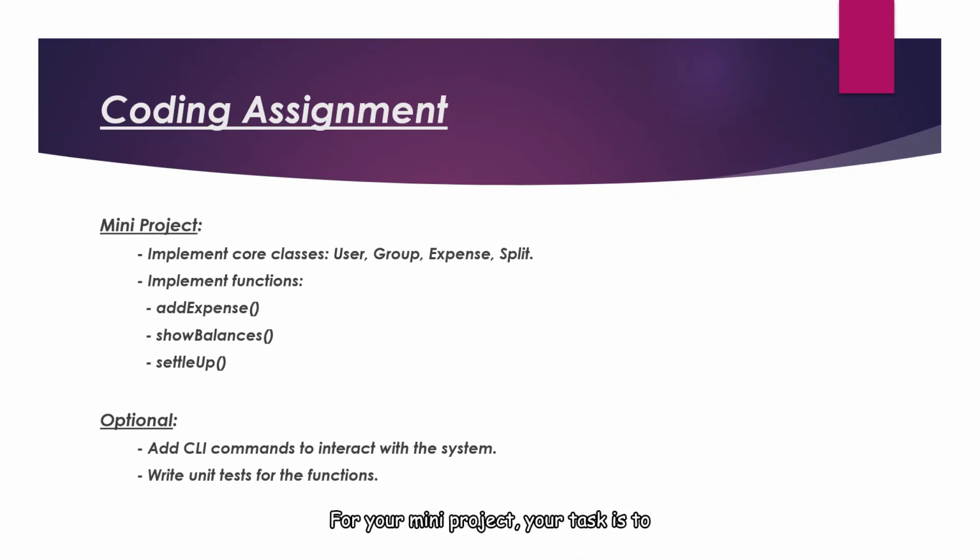For your mini project, your task is to implement the core classes and their interactions. Specifically, you will need to implement the user, group, and expense classes with their attributes and methods. The split class with the different splitting strategies. Key methods like add expense, show balances, and settle up. For those looking for extra challenge, try to extend the functionality by implementing a CLI for user interaction, or even better, unit tests for the various methods you have implemented.